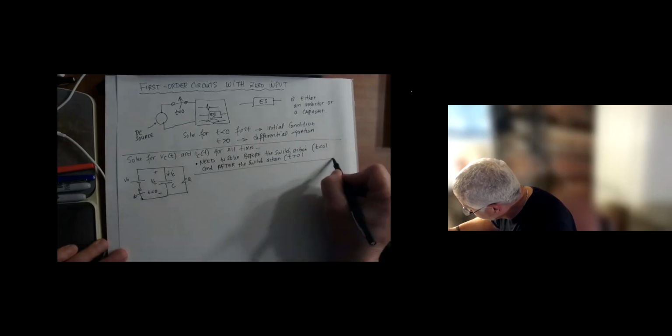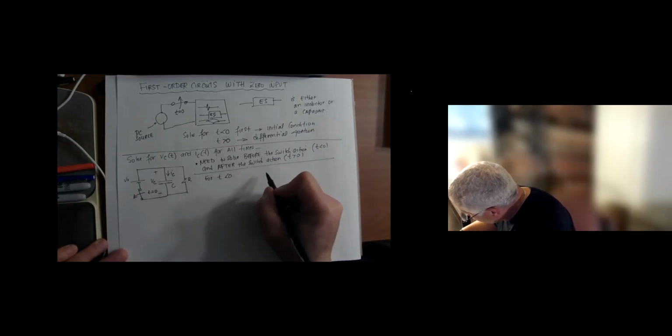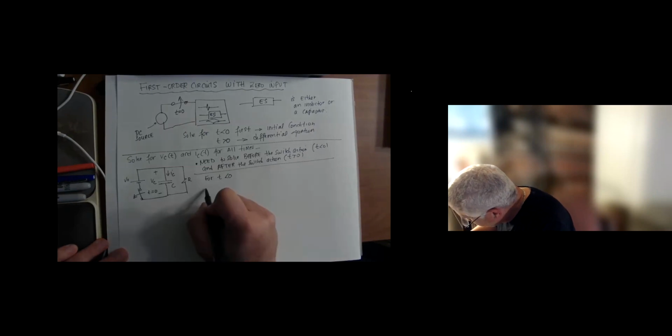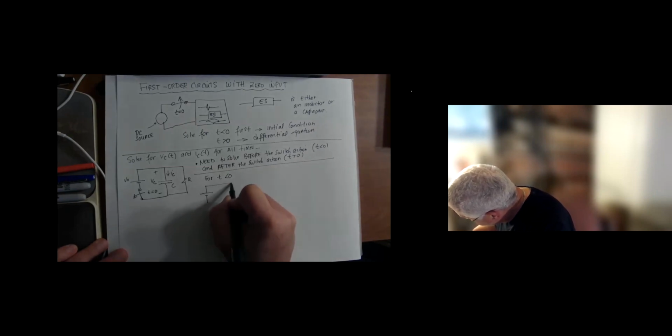So for t less than 0, what do we have? We have essentially the battery, the switch is connected, the capacitor is there, and the resistor.